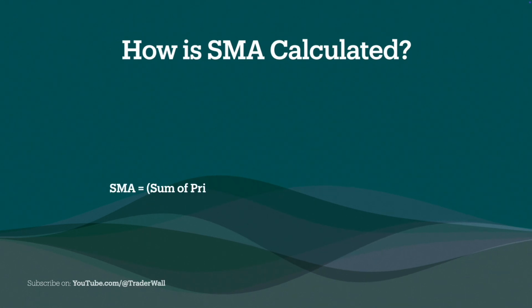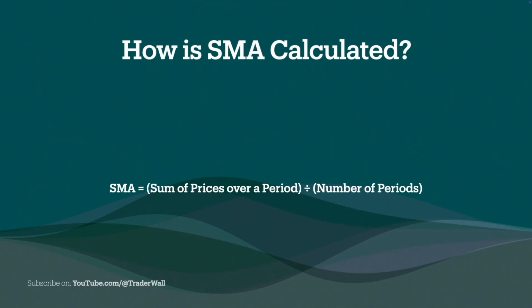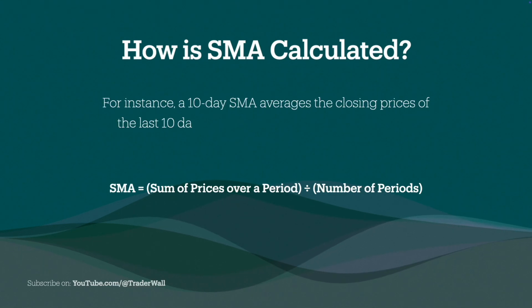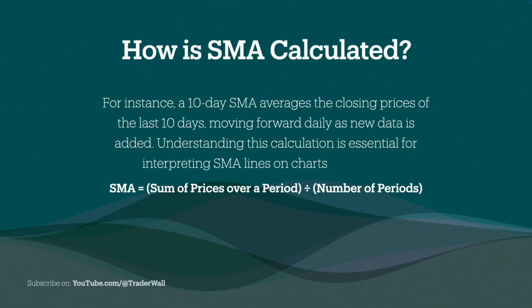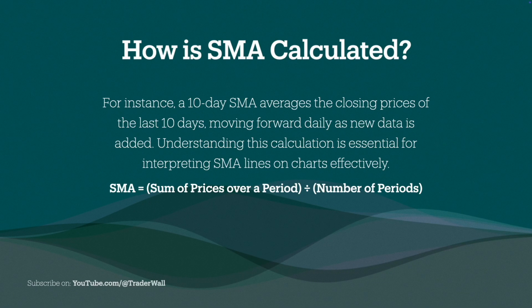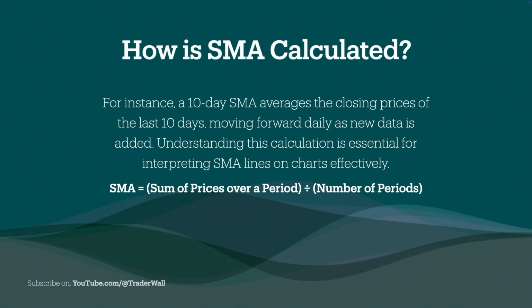How is SMA calculated? The formula for SMA is straightforward. SMA equals sum of prices over a period, divided by the number of periods. For instance, a 10-day SMA averages the closing prices of the last 10 days, moving forward daily as new data is added. Understanding this calculation is essential for interpreting SMA lines on charts effectively.